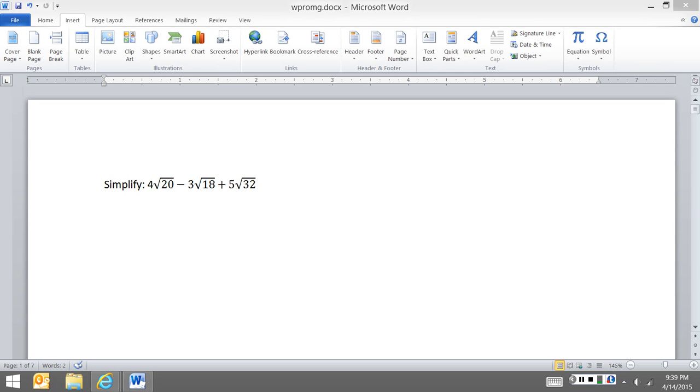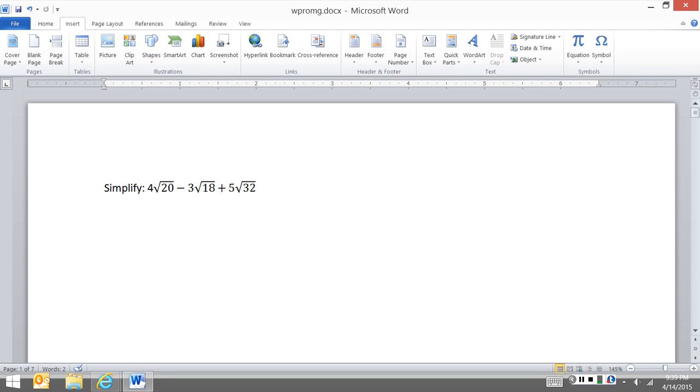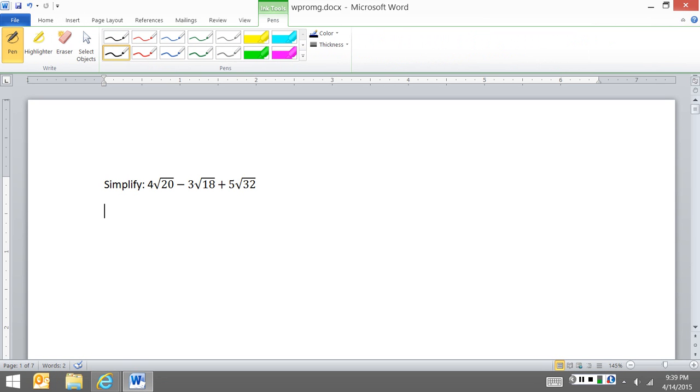Well, 1 and 20 is an option. Well, I could take the square root of 1, but that wouldn't help me. I'd still be left with 20. 2 and 10. Oh, no perfect squares there. 4 and 5. 4 is a perfect square, so I'm going to rewrite this. And 4 stays out here, so I'm going to rewrite 20 as 4 times 5.